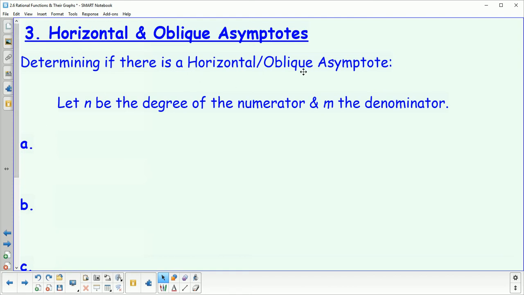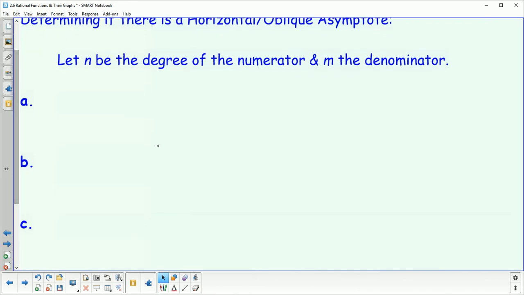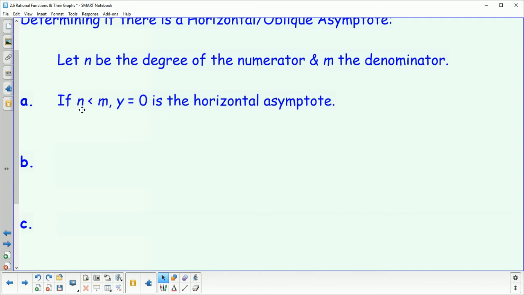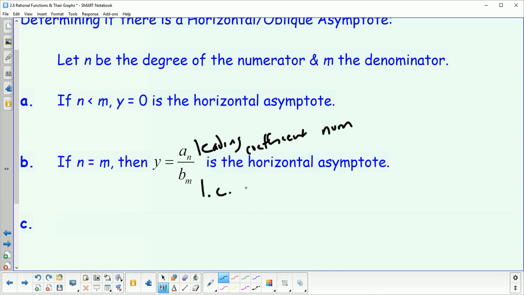Determine if there's a horizontal or oblique asymptote. We're going to have three different options here. Let n be the degree of the numerator and m be the degree of the denominator. If our numerator has a smaller degree than our denominator, then y is the horizontal asymptote. If they're equal, then y equals a sub n over b sub m. And what this means is your leading coefficient in the numerator over the leading coefficient in the denominator. Okay, so this is just going to be some number. Remember, no x's there.